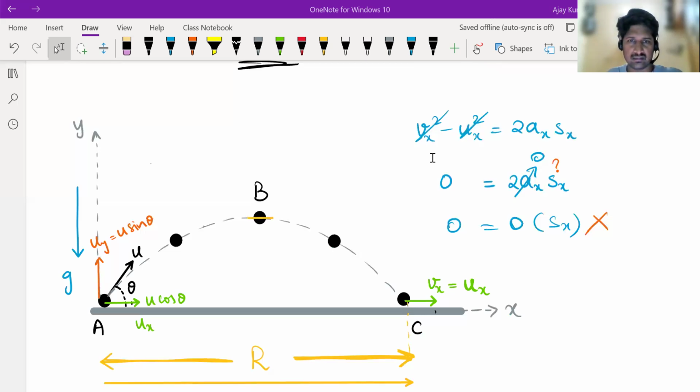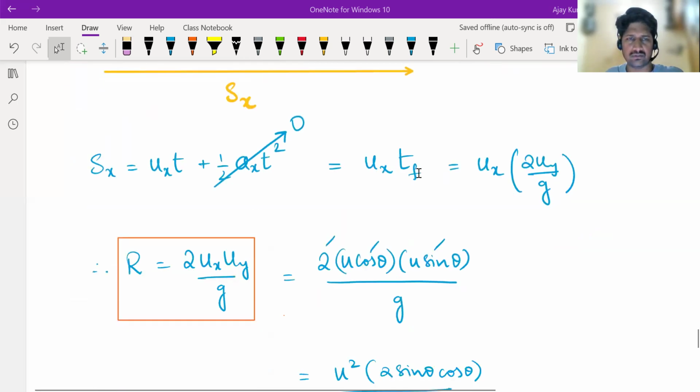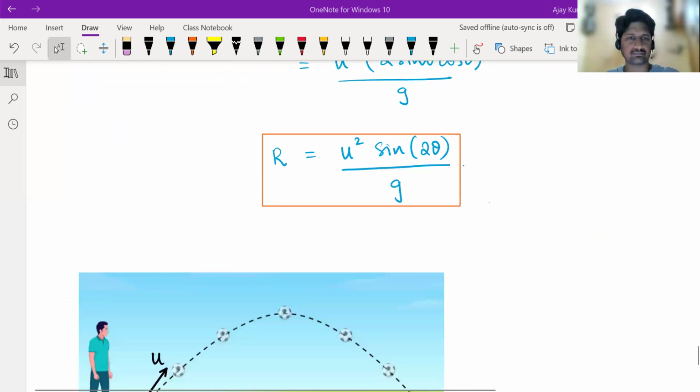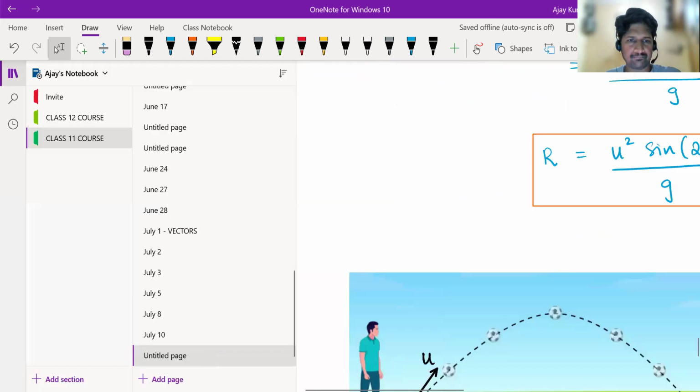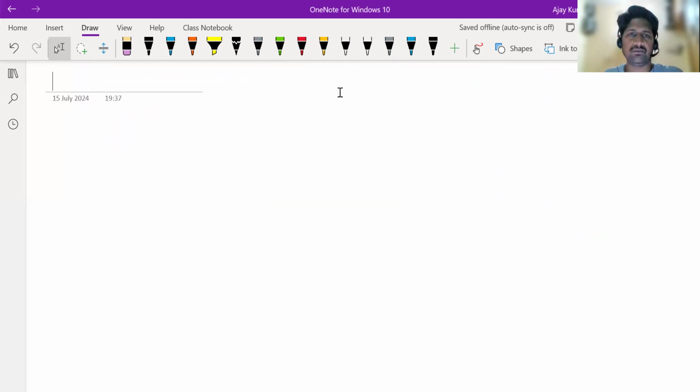And the last thing we discussed was an expression for the horizontal range, like how far from the point of projection the object is going to hit the ground. Range is basically displacement in the x direction. So we used uxt plus half axt square. We got it as u square sine 2 theta by g, right? So if any of you have any questions on what we discussed in the last class, you can ask. Otherwise, we'll continue.